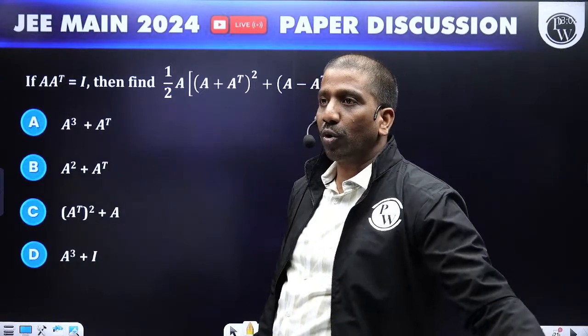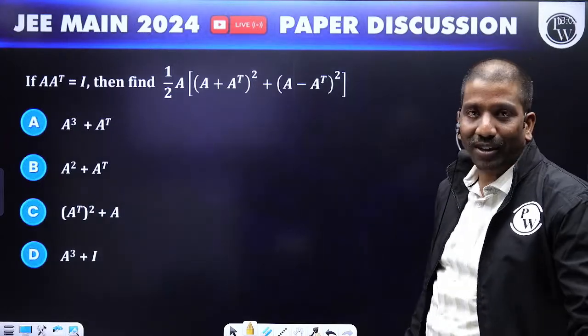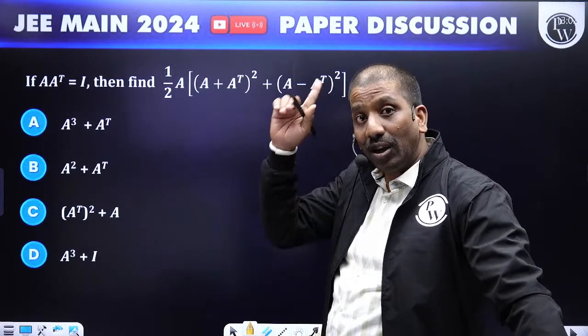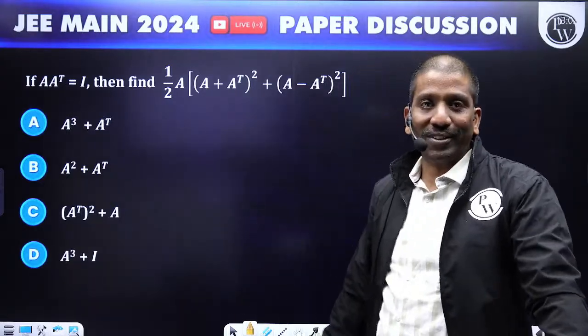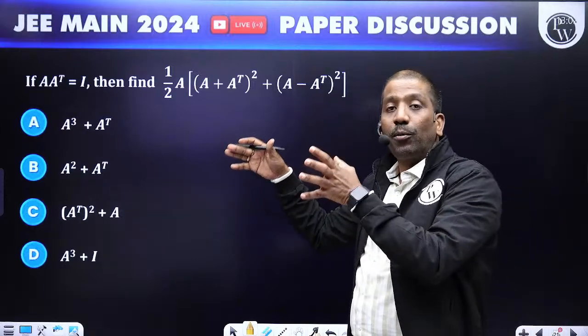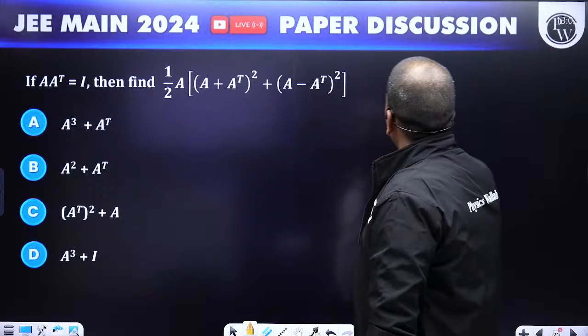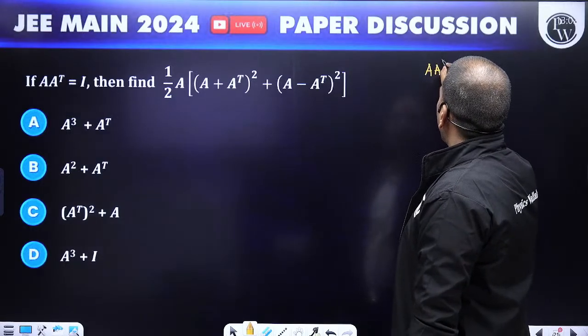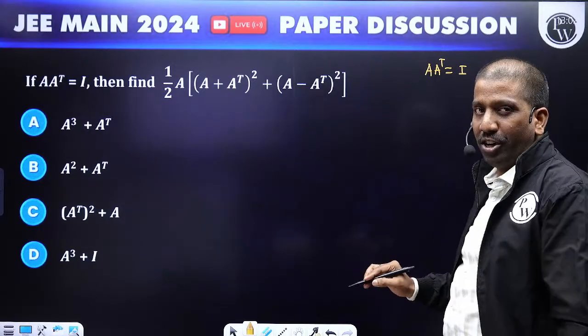Let's do one more question from matrices. This is also one favorite topic for us, right? Already we did one question from the matrices. It is based on determinant properties. Now it's based on properties of the transpose of a matrix. A transpose A is equal to I. As we know, A transpose A is equal to I means orthogonal matrix generally we write.